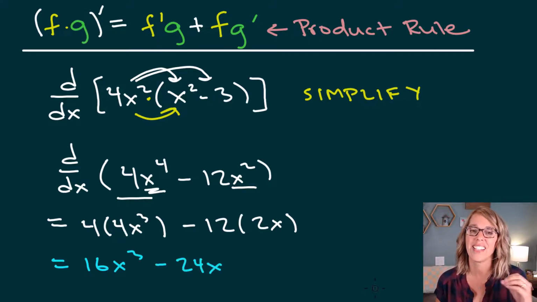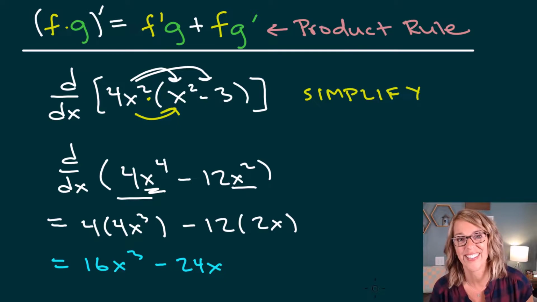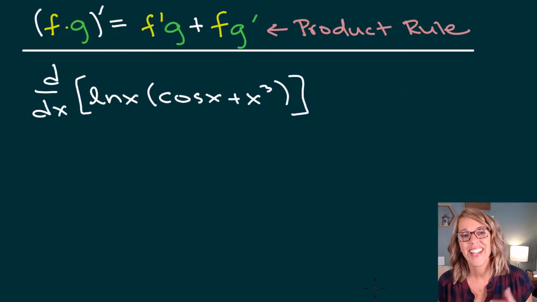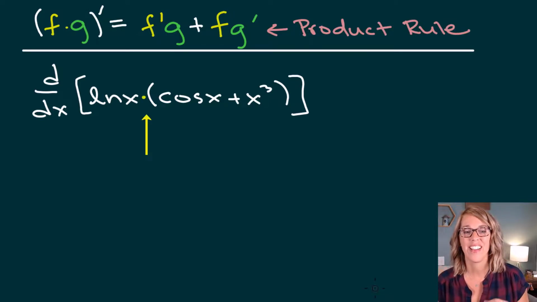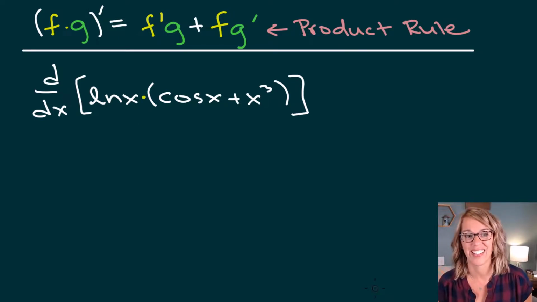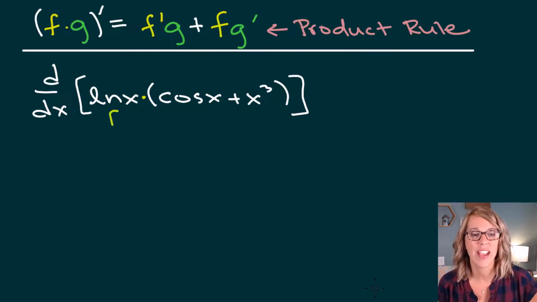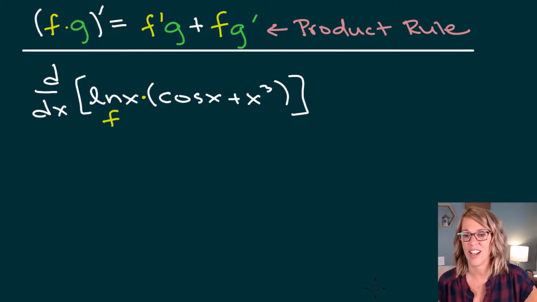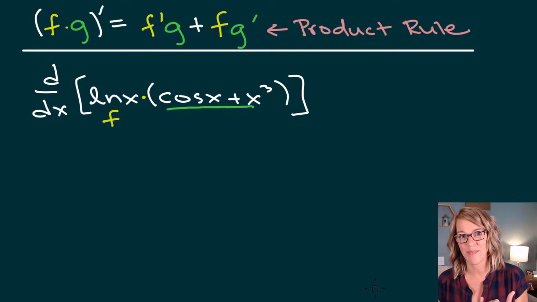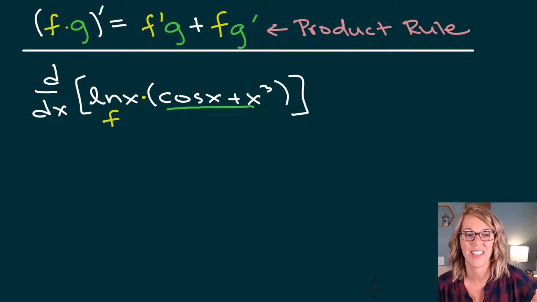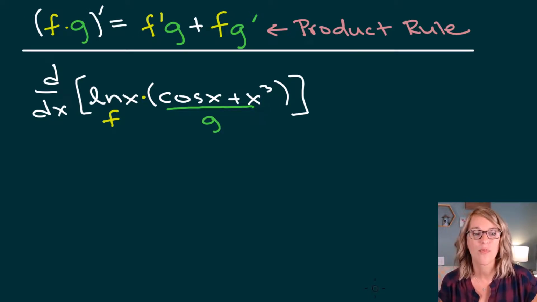Let's see one more where we do need that product rule. So in this last one, I've got the derivative of the natural log of x times, so I can go and put my multiplication symbol there, times cosine x plus x cubed. So I've got my two functions identified. The natural log of x is f of x, and this quantity in parentheses, cosine x plus x cubed, is g. Now I can jump right in and apply my product rule.